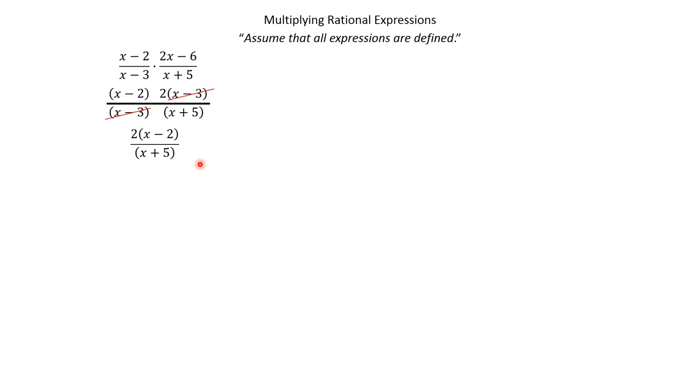And if there's anything we're going to do to it, most of the time we're going to want it factored anyway. So I would just leave it like this. All right, let's take a look at another one. This one will be a lot more fun. So we have x squared minus 16 over x squared minus 4x plus 4 times x minus 2 over x squared plus 6x plus 8.